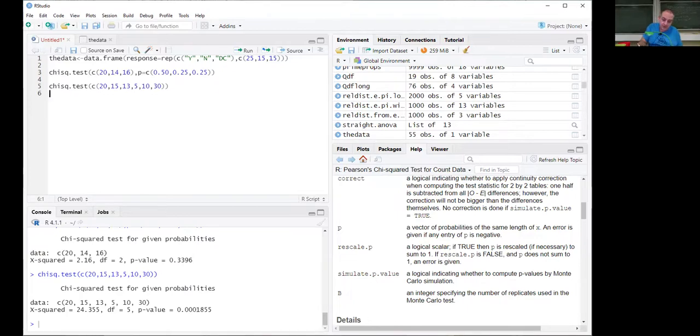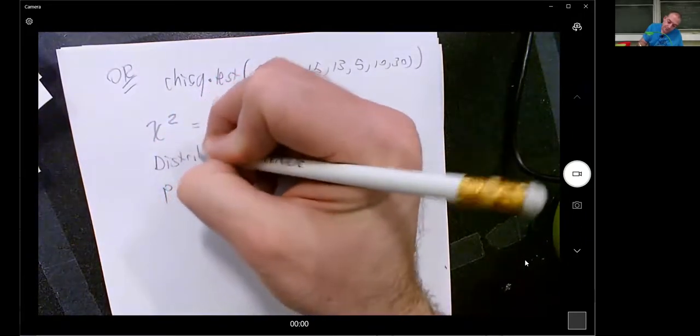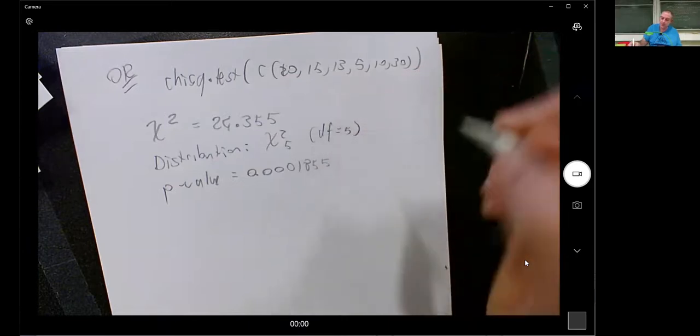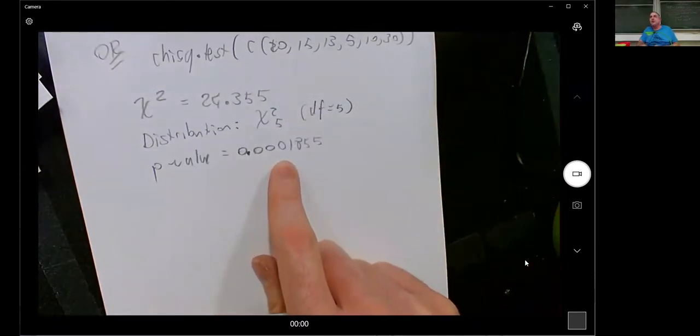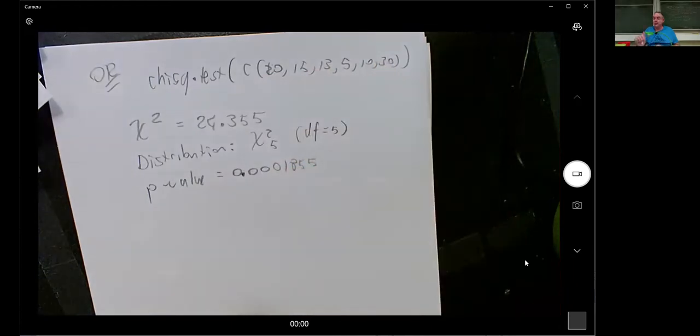There we go. And I get a chi-squared statistic of 24.355 and a p-value of 0.0001855. And it does say the degrees of freedom is 5, which is what I'd expect, because there were 6 categories and the degrees of freedom is 1 less than the number of categories you've got. So this is a chi-squared distribution with 5 degrees of freedom. And so I have strong evidence here. This is below 0.05, it's below 0.01. I've got very strong evidence to suggest that the die is not fair. Because if the die were fair, the probability should have been all 1/6. And the computer thinks this is really unlikely if the probability really was 1/6. So strong.